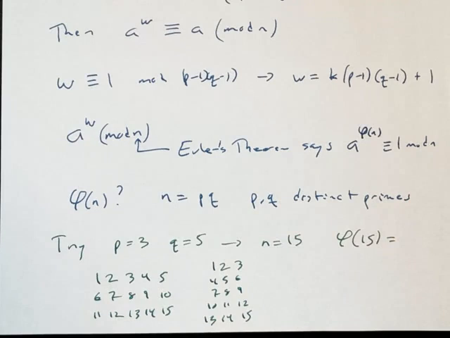Reese, how many numbers did you come up with? 9. Relatively prime. What were they? 1, 2, 4. Wait, 6 is not. So 7, 8, 11, 13, 14. Which gives me 8 of them, right?